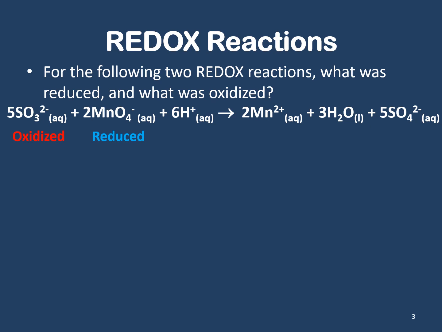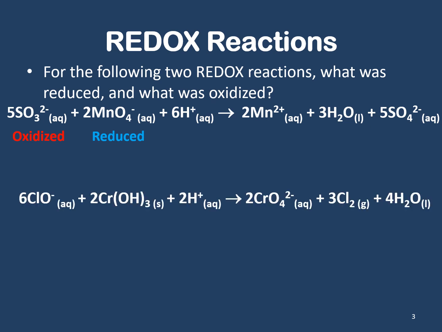Cool. At the same time, we can talk about this next redox reaction. Again, the hydrogens and the oxygens, we're going to kind of leave those alone. We want to focus primarily on chromium and chlorine, right? So let's look at their oxidation numbers. If we look at chlorine in this compound, we have Cl's oxidation number plus -2 for oxygen has to equal -1. So basically, this tells me that Cl's oxidation number has to be +1 in this compound.